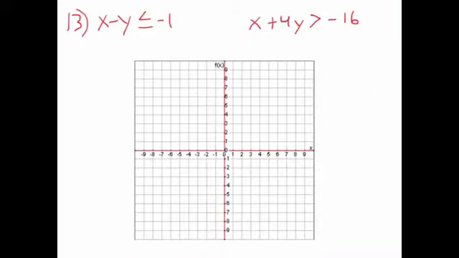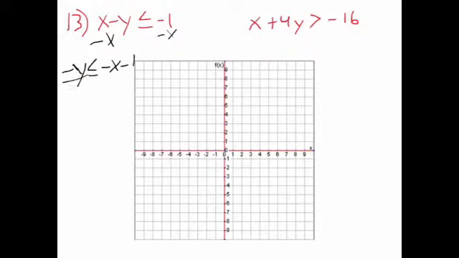Moving on to 13, we cannot yet graph these because they're not in slope-intercept form, so all I'm going to do is subtract x from both sides on this one to get negative y less than or equal to -x minus 1.